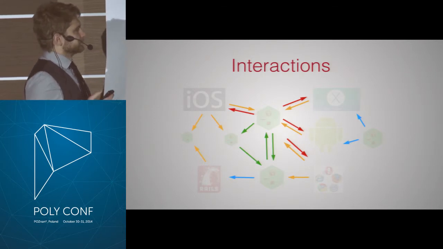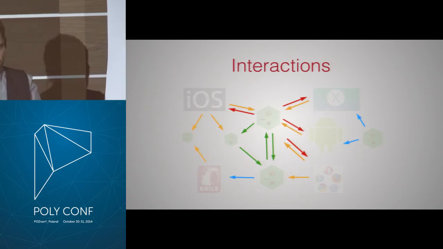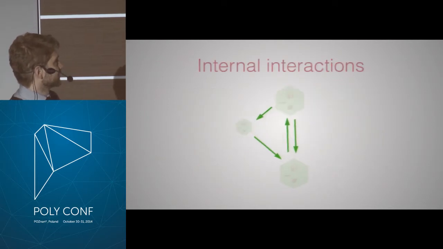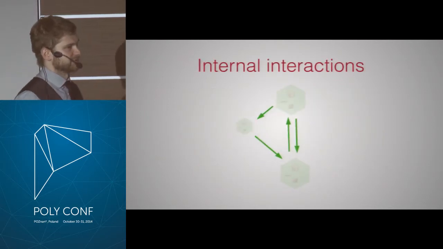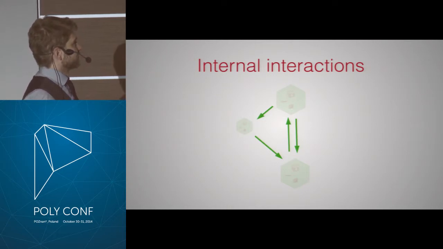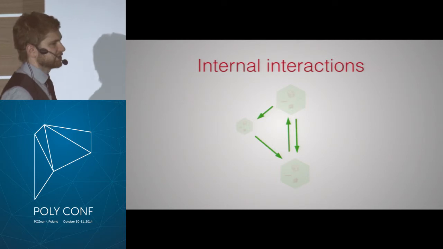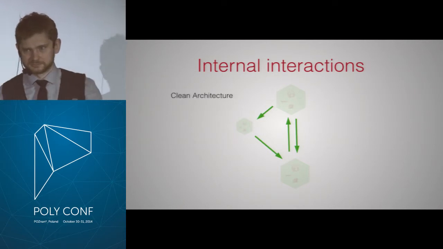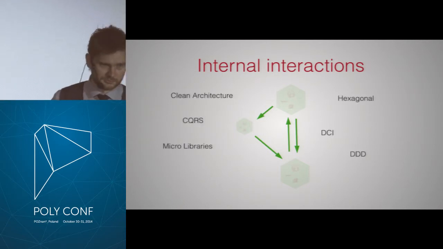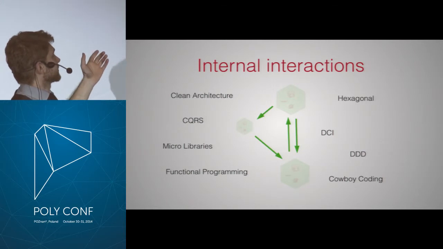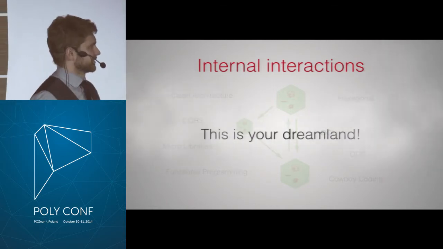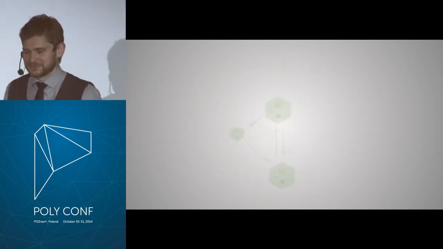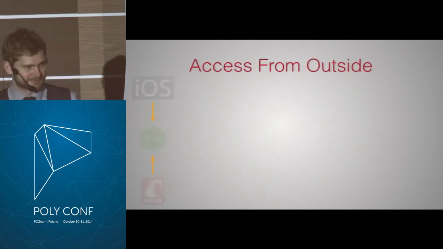And I want to talk about the interactions because this is something that is interesting. So basically, how those subsystems can interact with each other. The first one is the easiest one. We have internal interactions between those plain Ruby objects that your domain logic is composed of. And you can use clean architecture, hexagonal, DCI, microlibraries, cowboy coding. This is your kingdom. You can do whatever you want here.